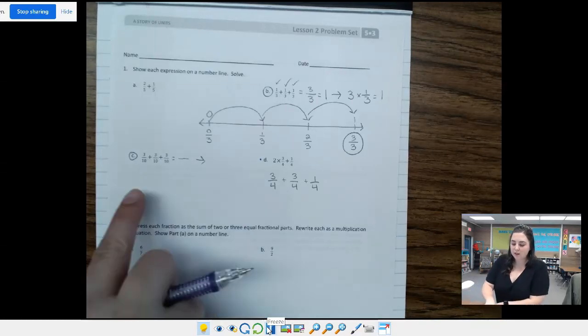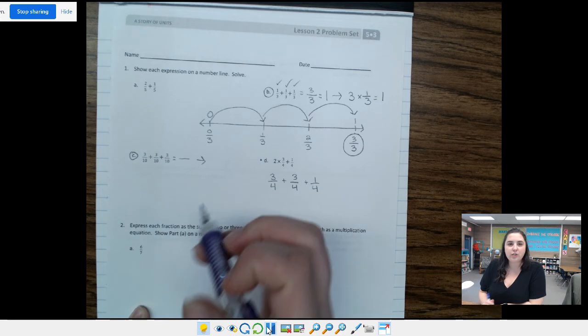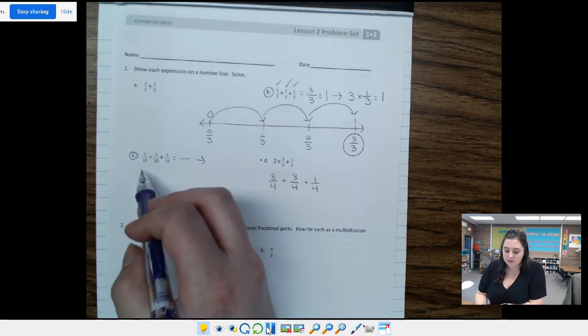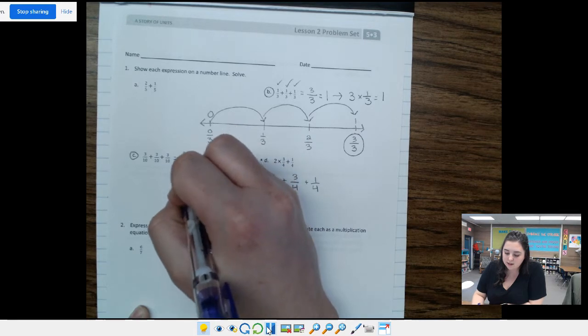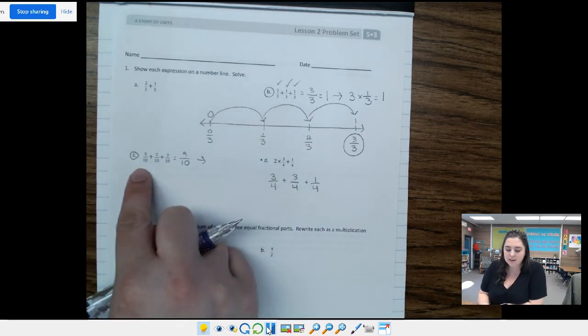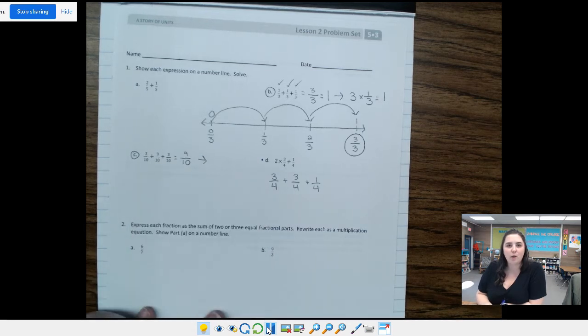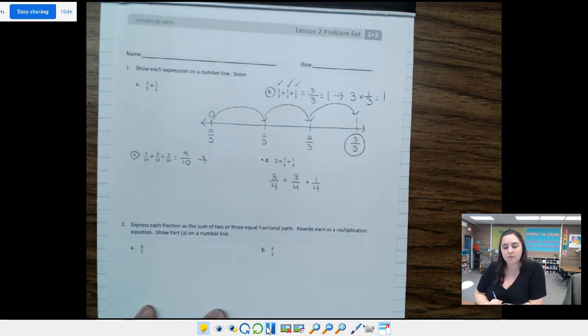Okay, let's check. So for 1c, when you add these up, I'm sure you drew your number line, 3/10 plus 3/10 plus 3/10 would be 9/10. Did you figure out how to write this as a multiplication problem? What do you see being repeated in this addition problem? The 3/10. How many 3/10 are there?